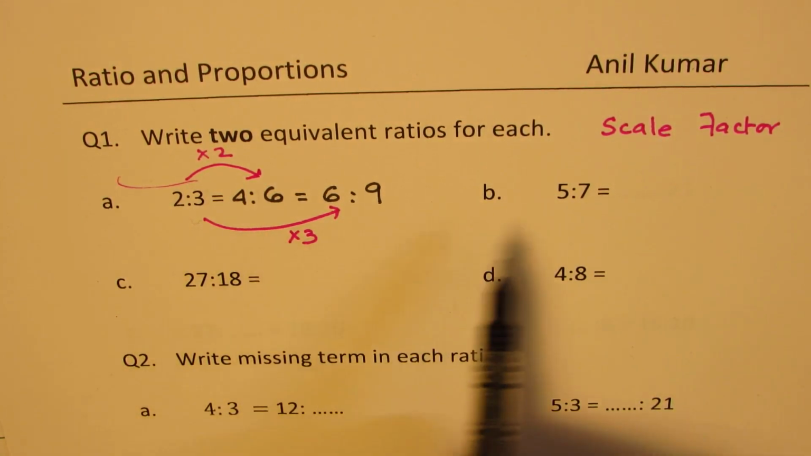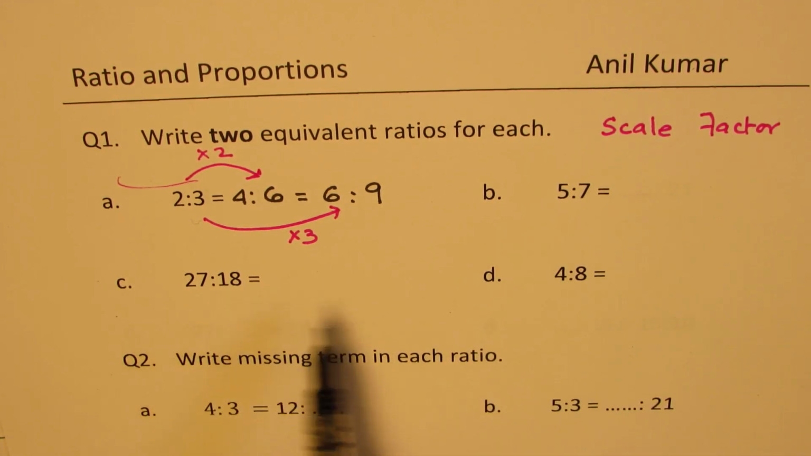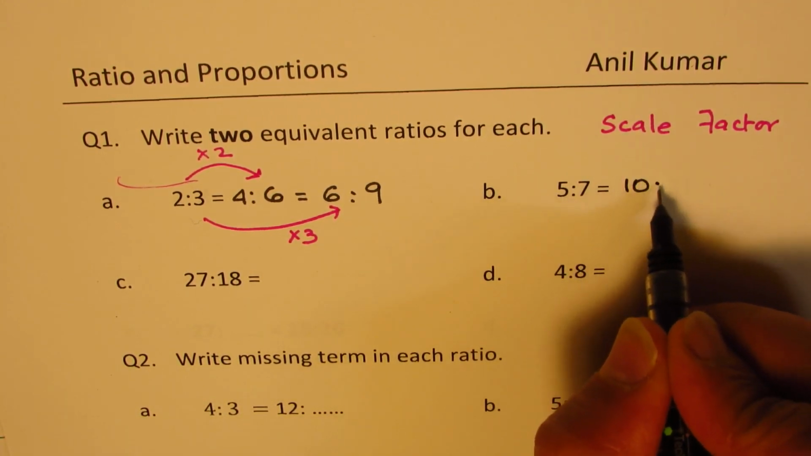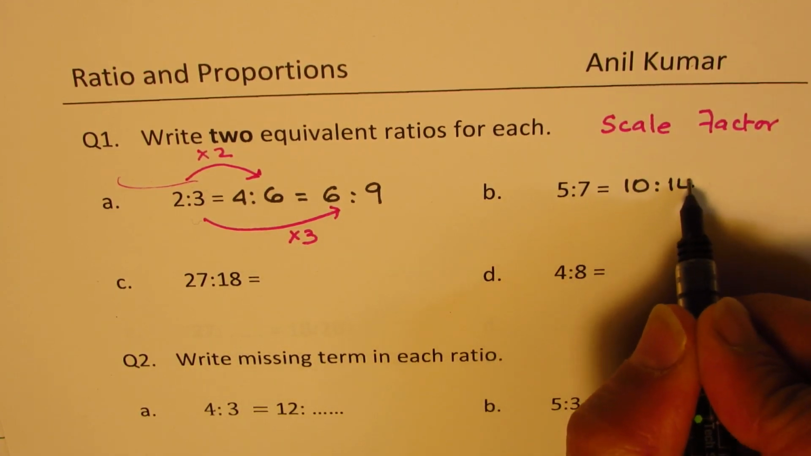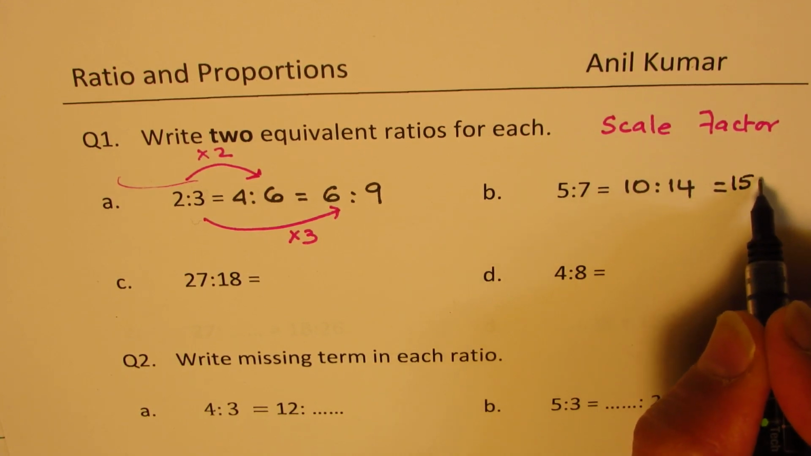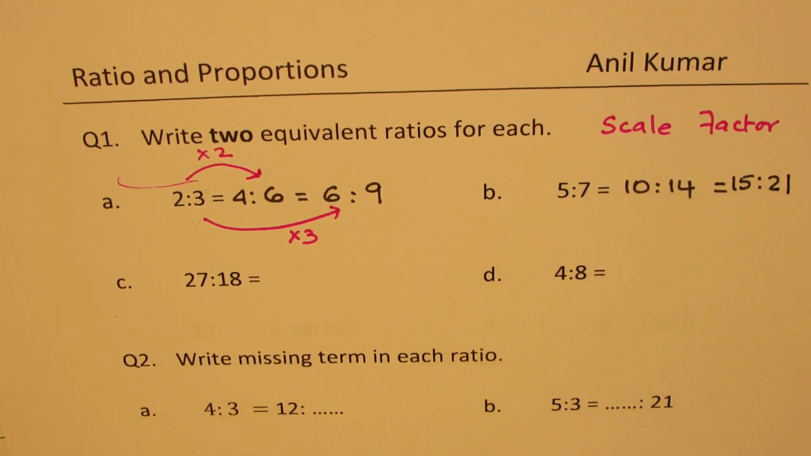So you can actually perform this operation on the next one and then look into my answers. So I'll just multiply by 2. We get twice 5 is 10, twice 7 is 14. Multiplying by 3 gives us 15 is to 21, right?